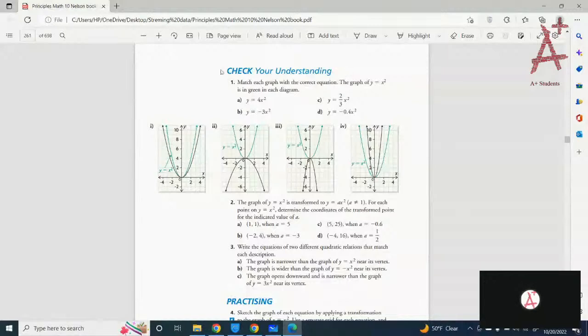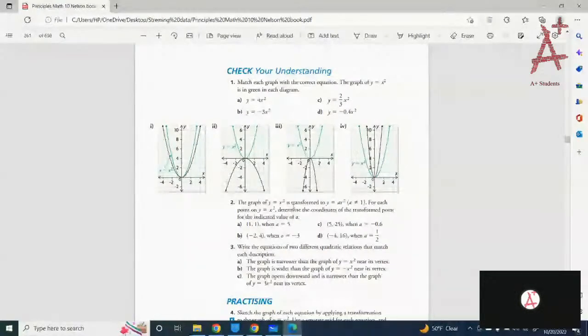Okay, the value is -3. So the -3 means the graph is narrower. So it is option number 3. Option 3 has the graph that is narrower. So it would be option number 3. That means equation 2 is for option D, and 1 is for option number C. Got it?